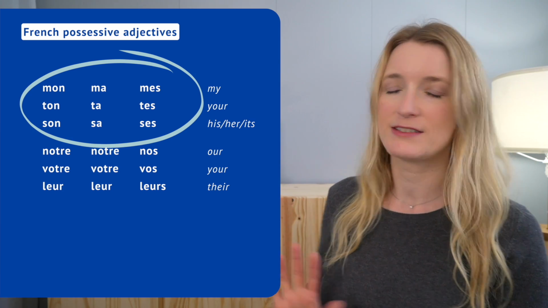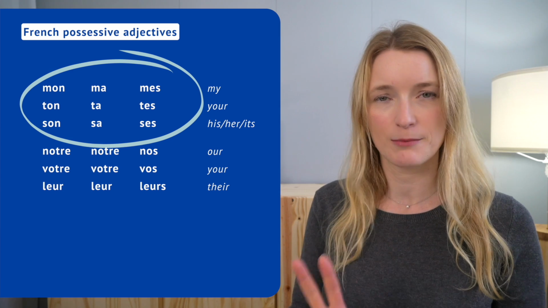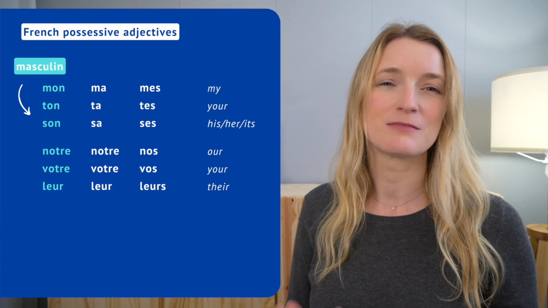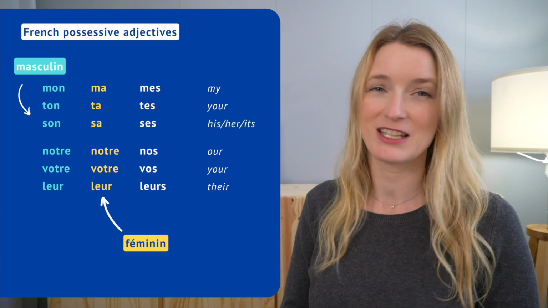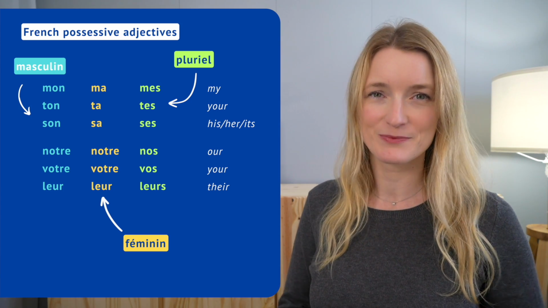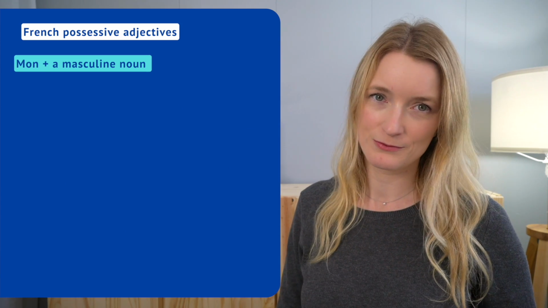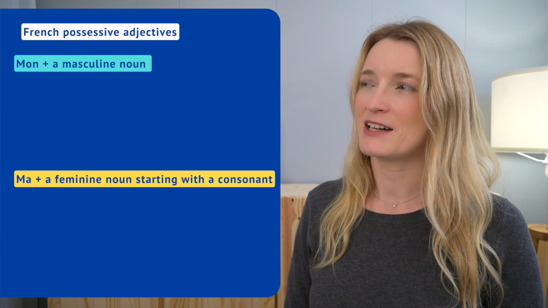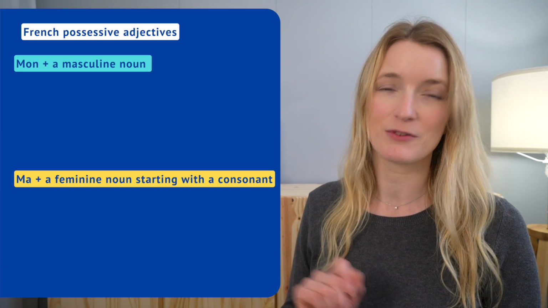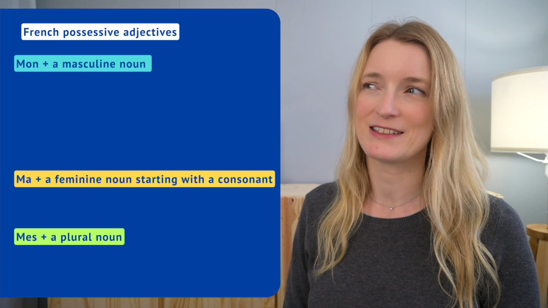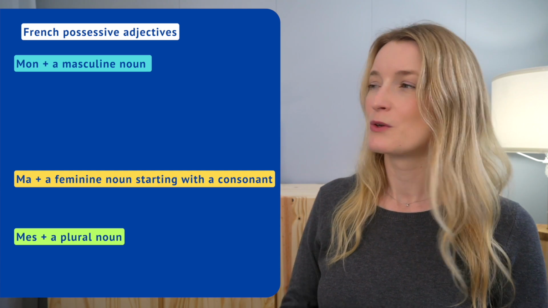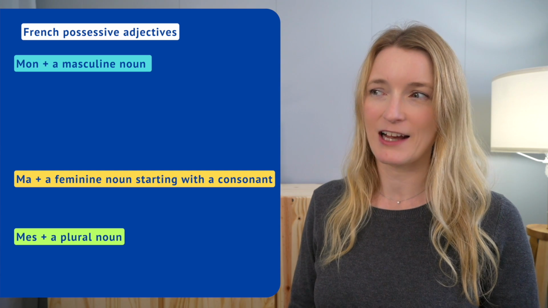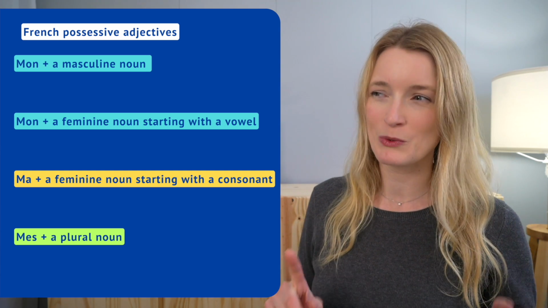If we look at the list on the screen, we have three different types of possessive adjective in French. The first column is masculine, the second one is feminine, and the third one is plural. So let's see how to use them with mon. Mon is followed by a masculine noun. Ma is followed by a feminine noun starting with a consonant. Mes is followed by a plural noun. We have one category missing here: feminine nouns starting with a vowel are used with mon as well.